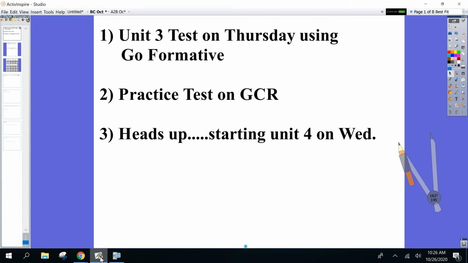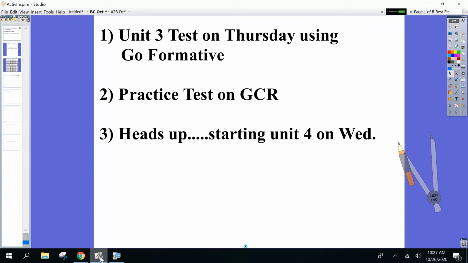Okay, thank you. Next thing up, you see on the board, I emailed everybody last night to give you a heads up that the Unit 3 test is still happening. The change is that it's going to happen all on the same day, which will be Thursday, and we'll be taking it online using GoFormative.